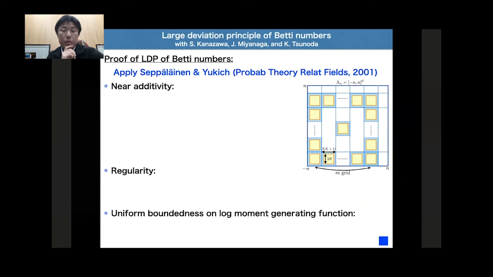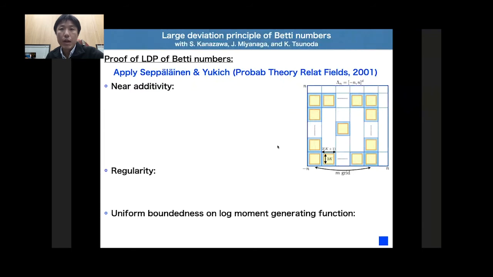Here's a sketch of the proof of the large deviation principle of Betti numbers. Basically, we will apply the result by Seppalainen and Jukic, published in 2001. They proved that, roughly speaking, the random variables will satisfy the large deviation principle if you can check three conditions called near additivity, regularity, and the uniform boundedness conditions. So we will check them one by one.